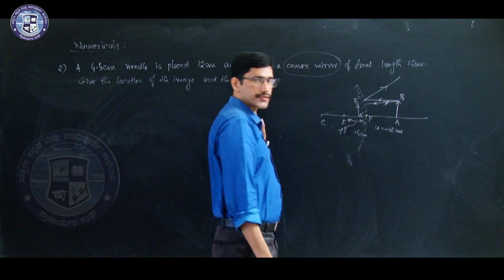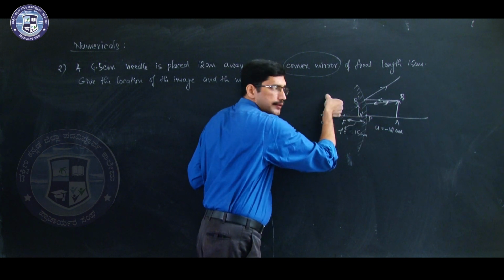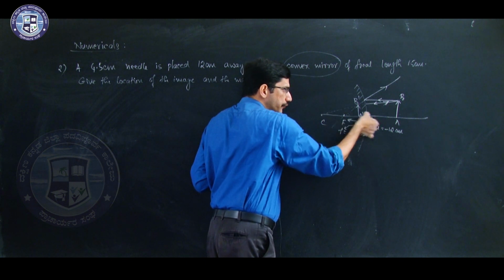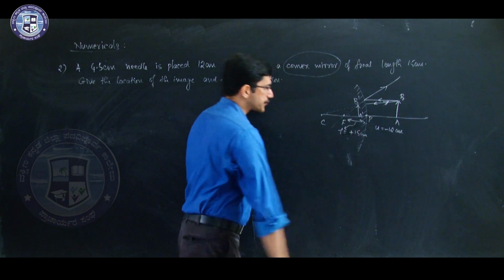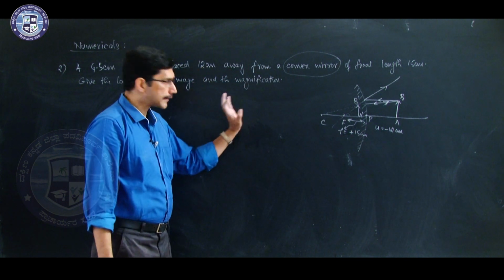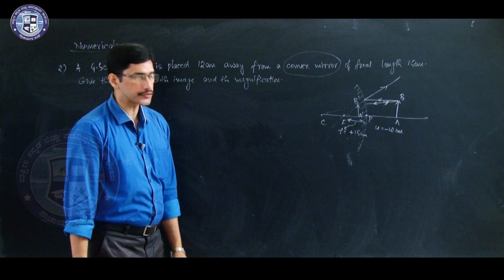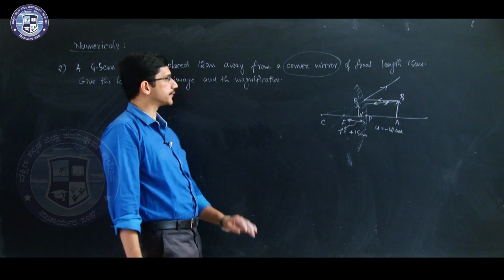Therefore, the object distance is negative, and the distance from P to F is measured along the direction of the incident light. The incident light is from right to left. Similarly, the distance from P to F is also from right to left. Therefore, the focal length is positive. While in the case of a concave mirror the focal length was negative, in the case of a convex mirror the focal length is positive. That is the important thing that you need to remember here.